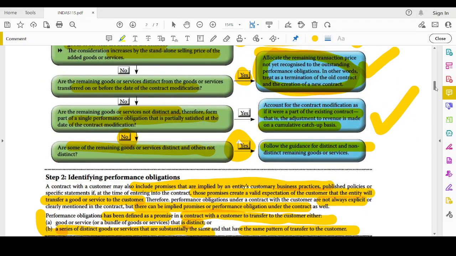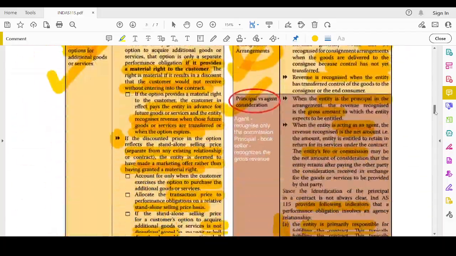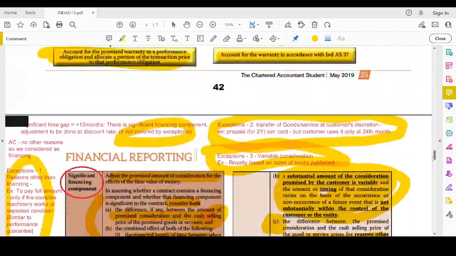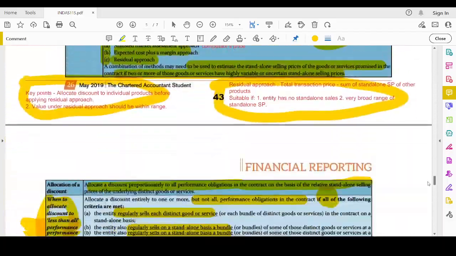And the last one, none of the concerns satisfied. Nothing has been compromised. I'm not able to directly identify which is distinct and which is not distinct. Then for distinct products, follow distinct principles, and for non-distinct products, treat it as a single contract and move further. That's what has been told. And now, we go into the last step of step 5. It's so simple.